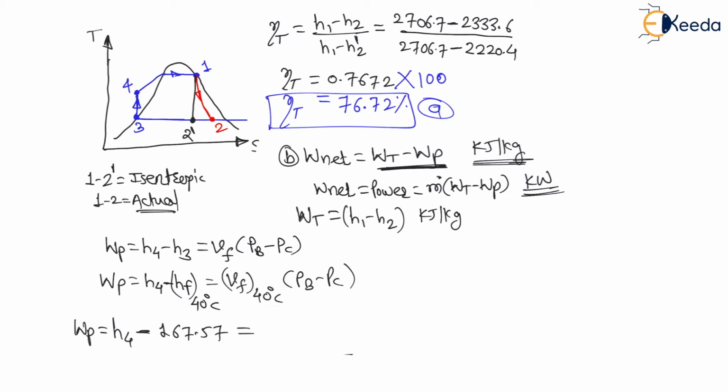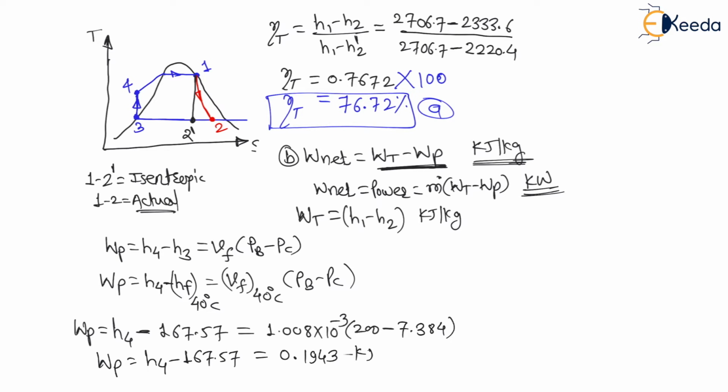If I look at this value, if I am looking correctly, I will get this VF value as 1.008 into 10 to the power minus 3, into pressure of boiler. Pressure of boiler is P1, which is nothing but P4. We have seen this as 2 bar, which is nothing but 200 kilopascal, minus here condenser pressure is nothing but P2, which is nothing but P2 dash, which is nothing but P3. And from steam table, this value we have calculated as 7.384, right. So let us solve this. Therefore we will get work of pump, which is nothing but H4 minus H3, H3 is 167.57, is equal to, this value I will find, 0.1943 kilojoule per kg, right.